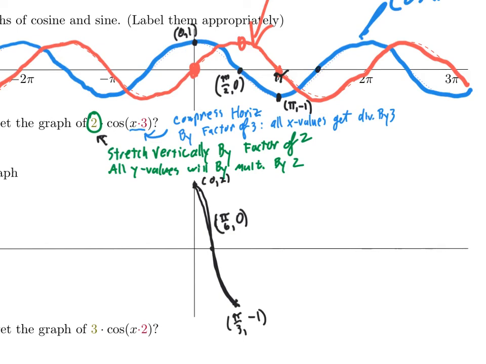Next I see this point right here at 3 pi over 2, comma 0. Do the same thing. I'll divide that x value by 3: 3 pi over 2 over 3. So chances are you can do that in your head, but I'll do that off to the side. 3 pi over 2 over 3. So you multiply by 3, and then you divide by 3.